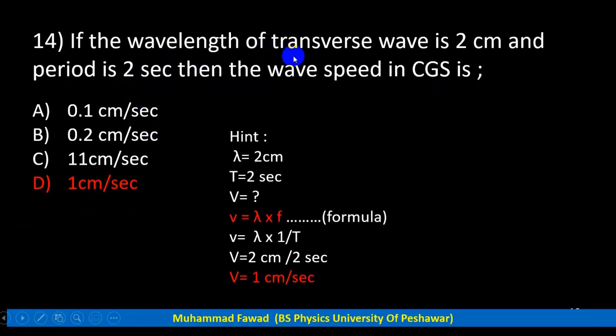If the wavelength of a transverse wave is 2 cm and the period is 2 seconds, then the wave speed in CGS is: 0.1 cm per second, 0.2 cm per second, 11 cm per second, or 1 cm per second.